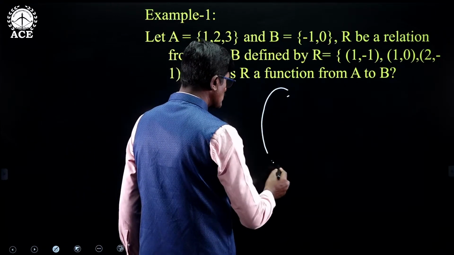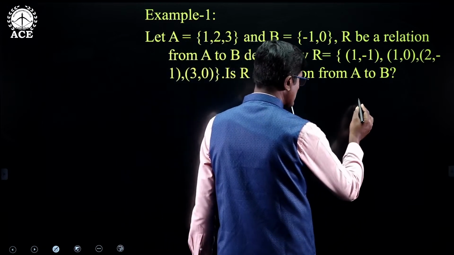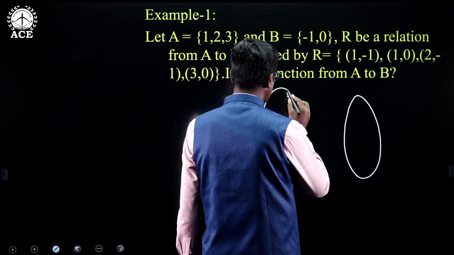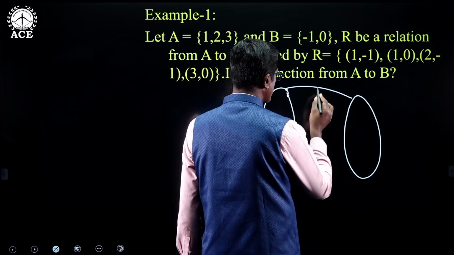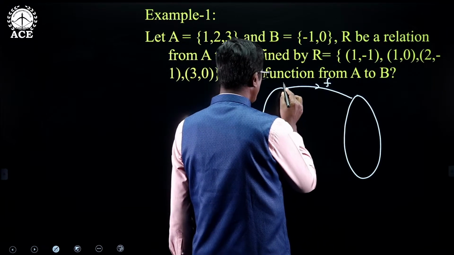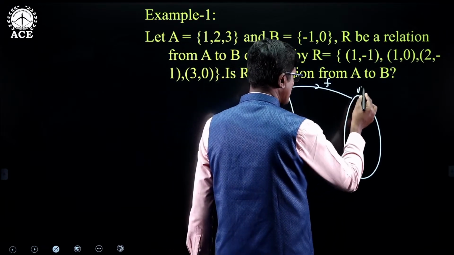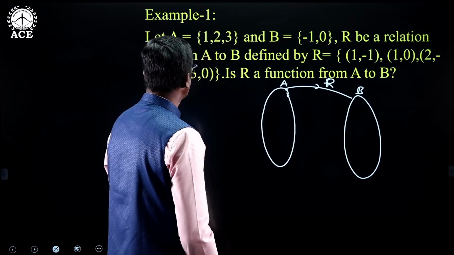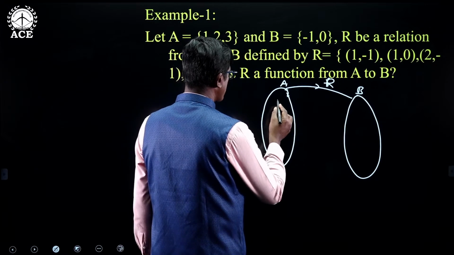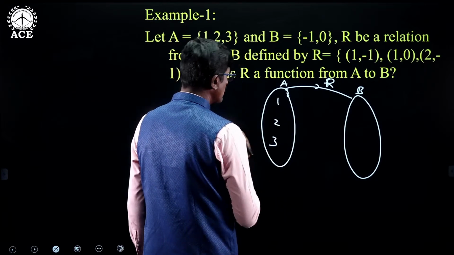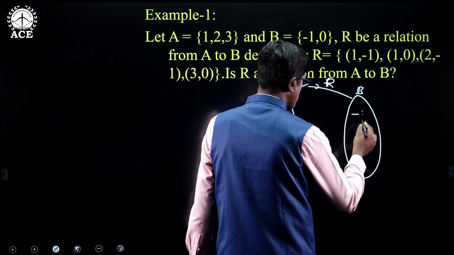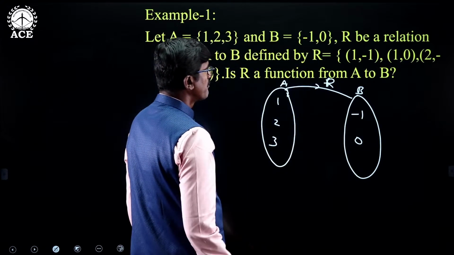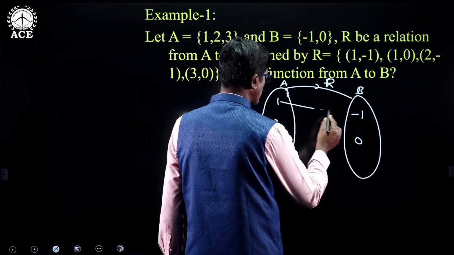A better way to understand this problem is to draw the Venn diagram or pictorial representation of it. The Venn diagram for this one is: this is set A, and this is B. This is R. R is the relation from A to B. A has 3 elements: 1, 2, 3. B has 2 elements: minus 1, 0. Minus 1 is mapped to minus 1.